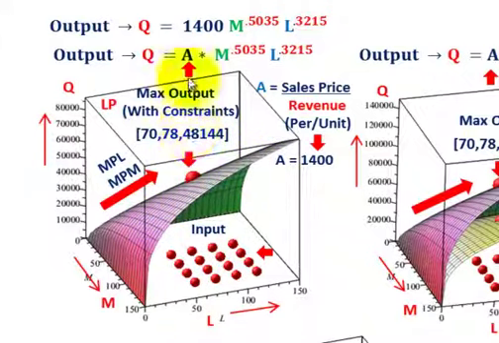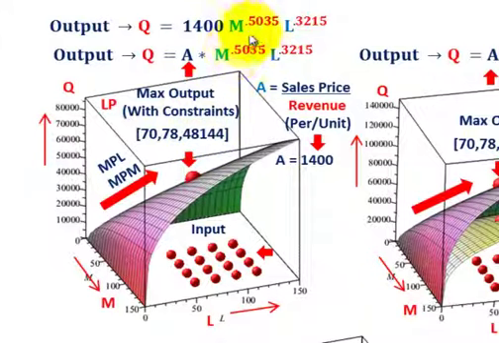But what we're really looking at in this problem is A, our sales price, or that scalar amount, which is the revenue per unit or sales price per unit used to generate our profit. So again, you can see what's going on here. Our maximum output with our constraints is going to be at some input, 70 units of material and 78 units of labor, and we would have generated $48,144 of profit. That's not including our material and labor costs, which I didn't include in the equation. I'm just looking at it in terms of this basic production function.